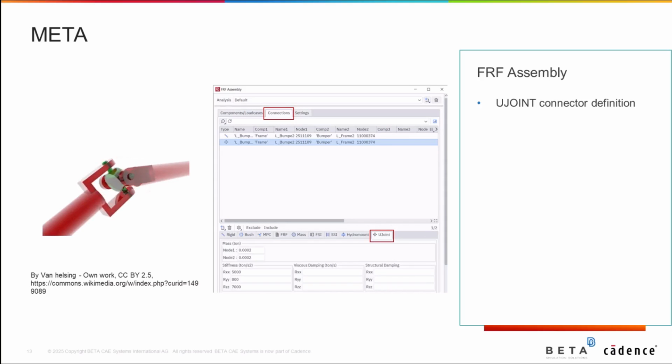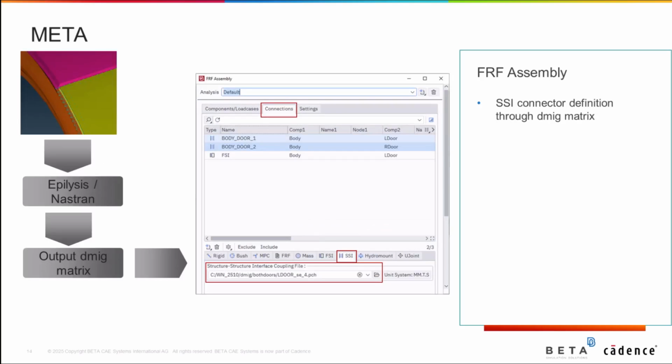It is commonly used in shafts that transmit rotary motion. The U-joint connector was available in NVH console and now it is also supported in META and FRF assembly. Regarding structure-structure interaction connector or SSI, the SSI connector is already available in META and FRF assembly.